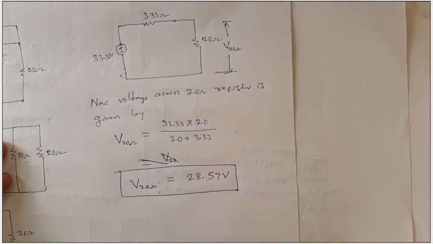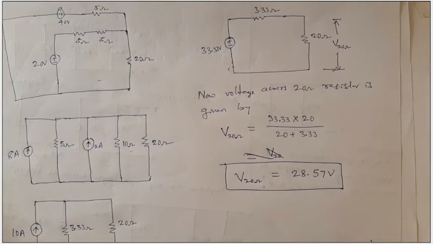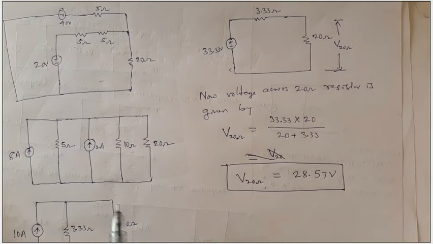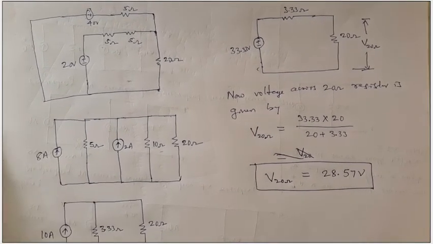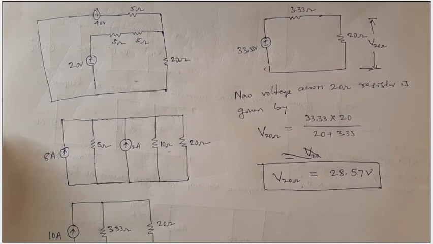I hope this is clear to all of you, dear students. So in today's video we have seen the reduction of a given network using source transformation, and finding some parameters using source transformation, but with the concept of source shifting, right?